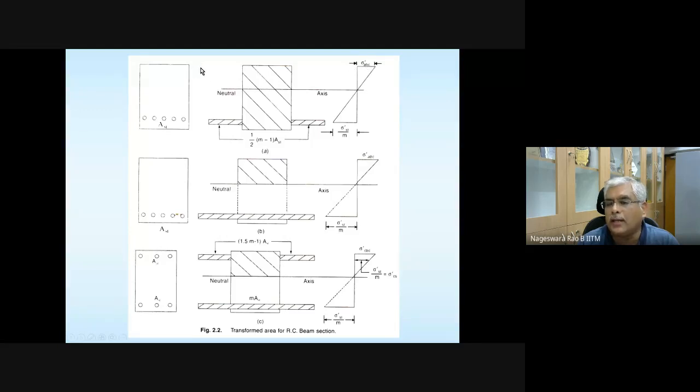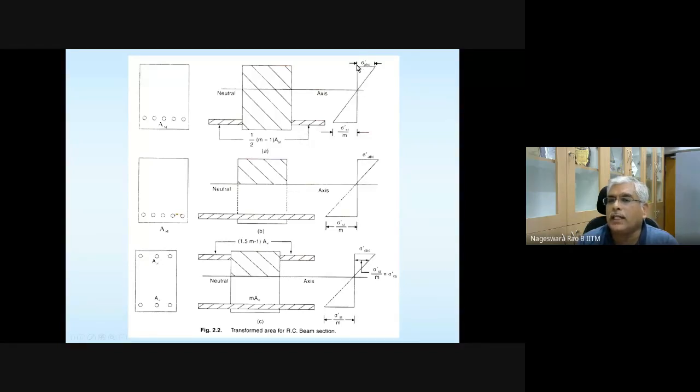Strain is going to be linearly varying. Plane sections remain plane before and after bending. That is based on that assumption. Strain is going to be linearly distributed, and assuming the strains are not very high, we assume the stress-strain relation is linear. That means Hooke's law is valid. Strain distribution is linear, stress-strain relation is linear, so stress distribution is going to be like this.